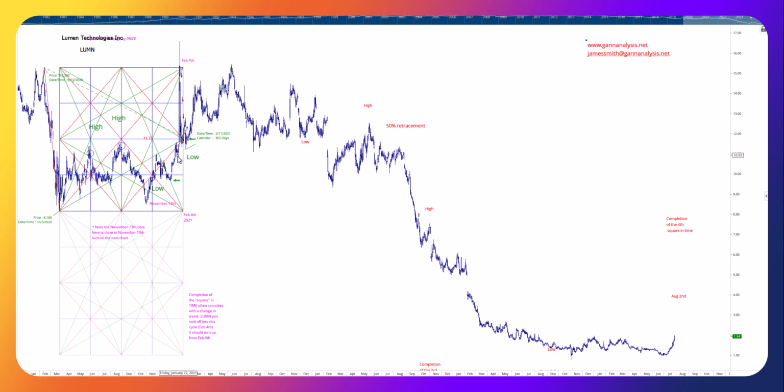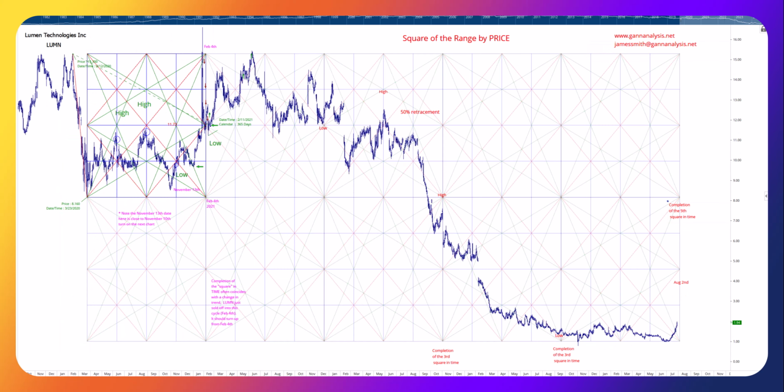Let's go back to where we were before. Here, if you're eagle-eyed, you might have noticed something in particular. The original swing move, this swing high and swing low, projected this square, and then we multiplied it forward till you had the fifth square ending here.